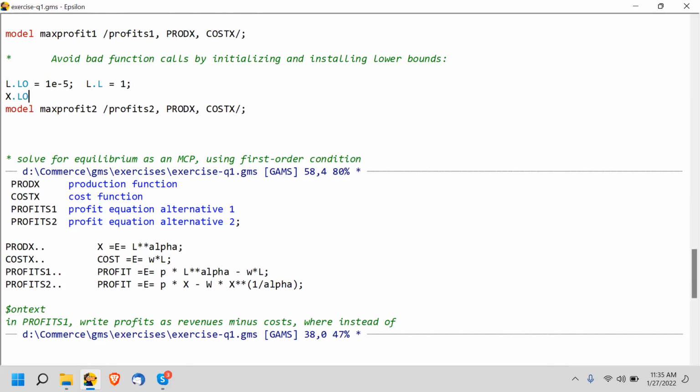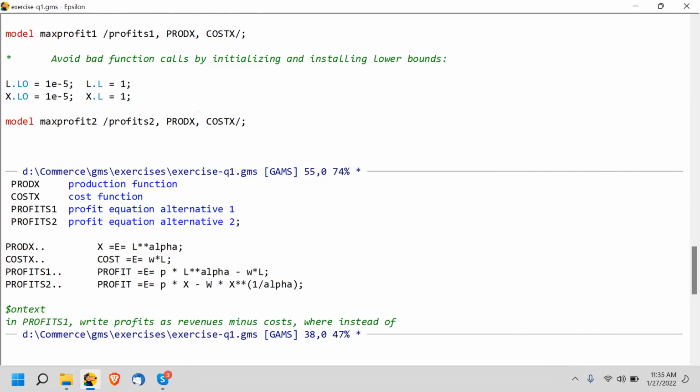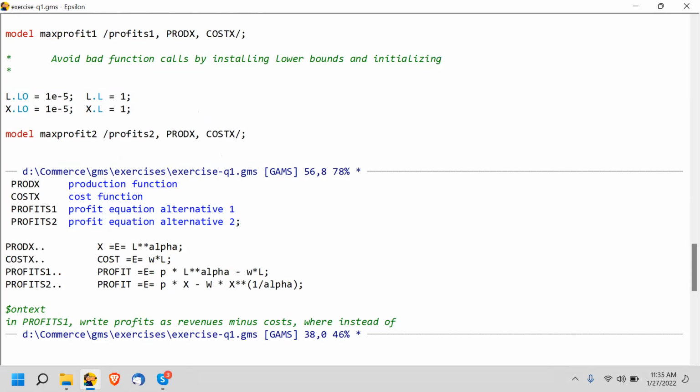And I'm going to do the same thing for x. So x dot low is equal to 1e-5. I'm just guessing that that's small enough, and then x dot L is equal to 1. The key thing about initializing the level value is that this value is passed to the solver as the starting point.